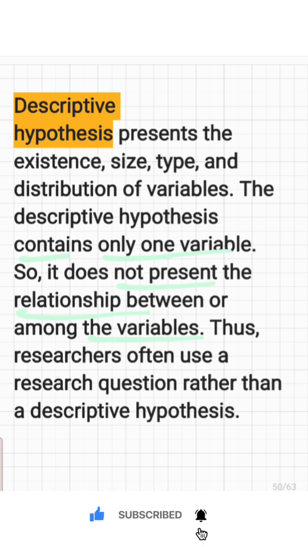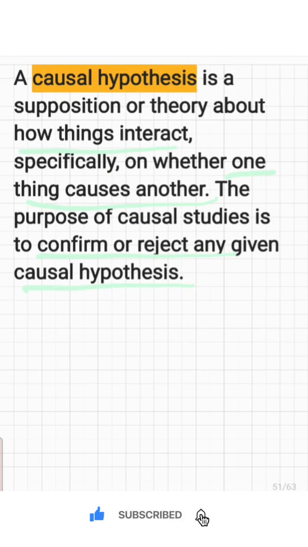It presents the existence, size, type, and distribution of variables. The descriptive hypothesis contains only one variable, and it does not present the relationship between or among variables. And the causal hypothesis is a supposition or a theory about how things interact. It says that one variable causes a particular outcome in another. The purpose of causal studies is to confirm or reject any given causal hypothesis. In this question, they have asked about the working hypothesis.